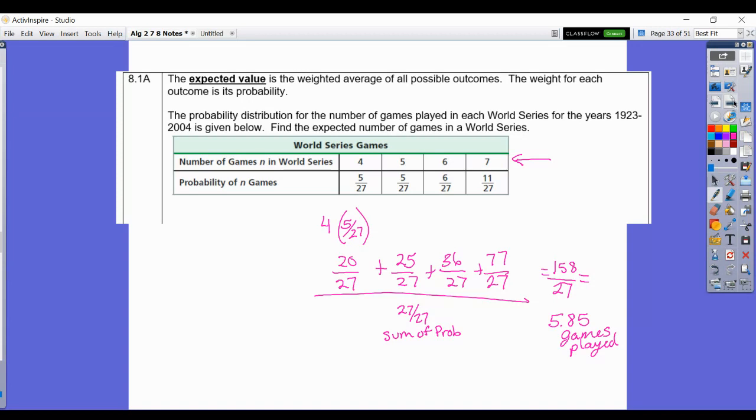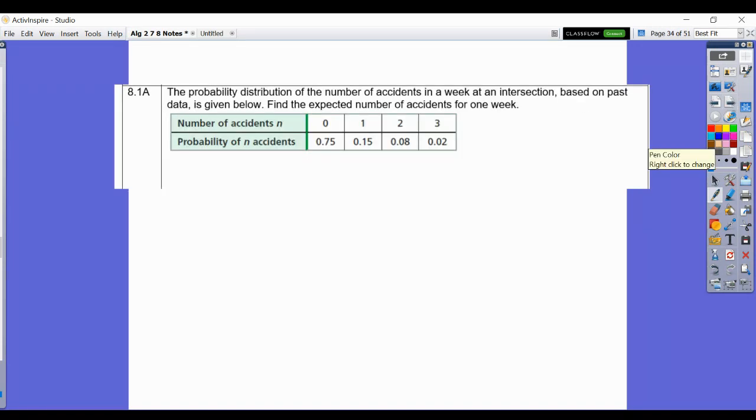Let's do one more to explain that a little bit better. So the probability distribution of the number of accidents in a week at an intersection based on past data is given below. Find the expected number of accidents in a week.